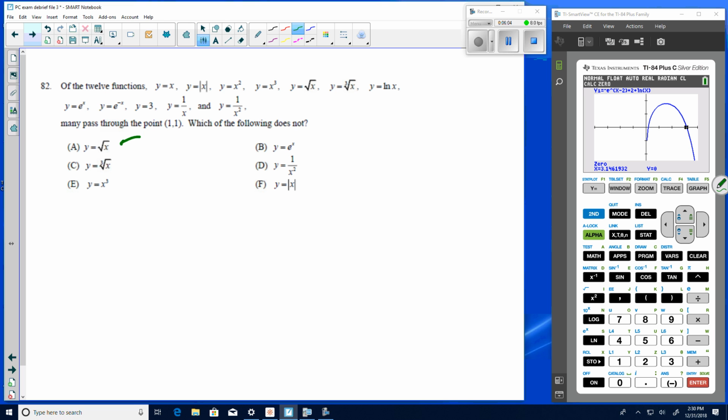Okay, well, the square root curve, certainly we know that goes through 1, 1. The square root of 1 is 1.